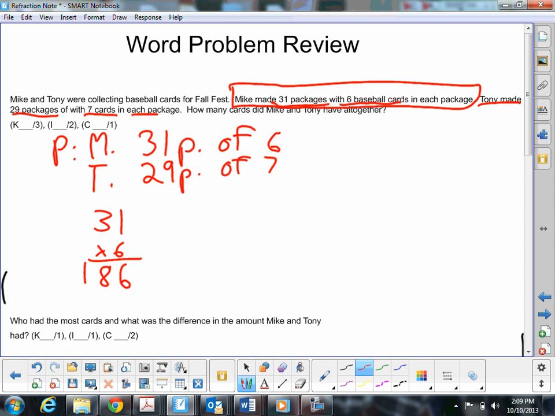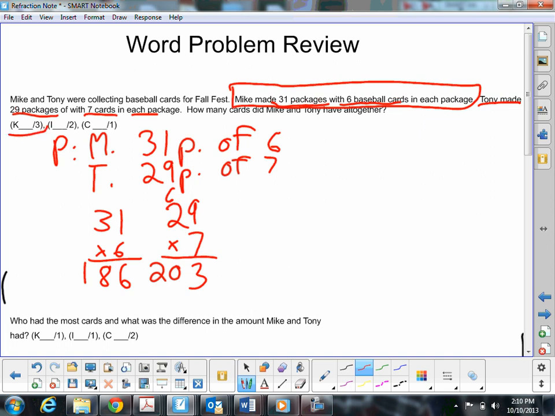I also know with Tony that it's repeated addition, so that's multiplication. 29 times 7. 29 times 7, 7 times 9, I know is 63. Put the 3 here, carry the 6. 7 times 2 is 14. 14 plus 6, you must add this 6. If you do not add this 6, that will be an issue. That will be 20. So 203. I have 2 pieces of information now, that Mike has 186 cards and Tony has 203.